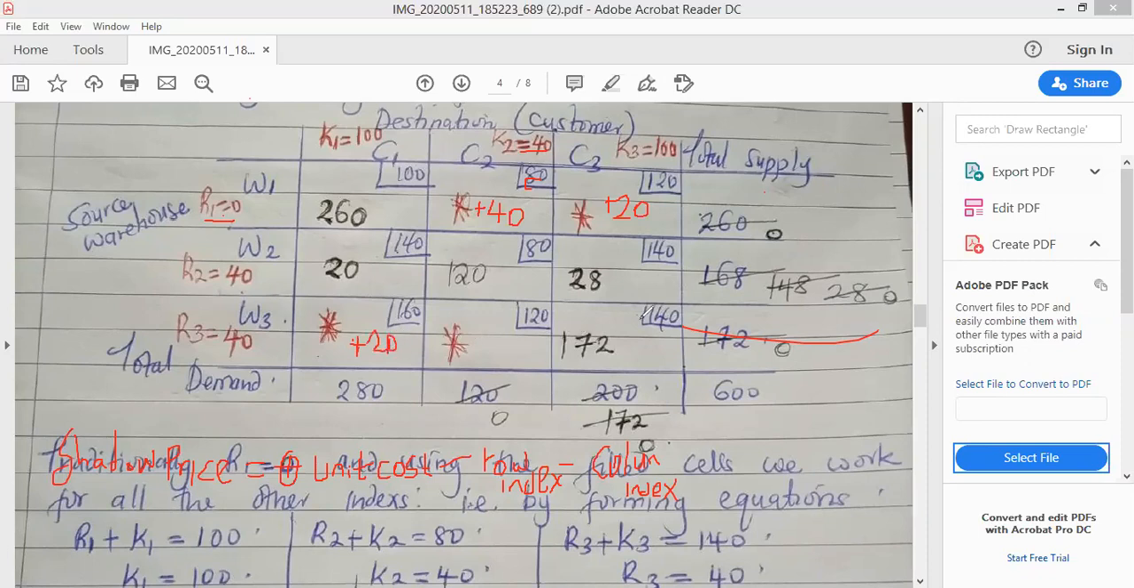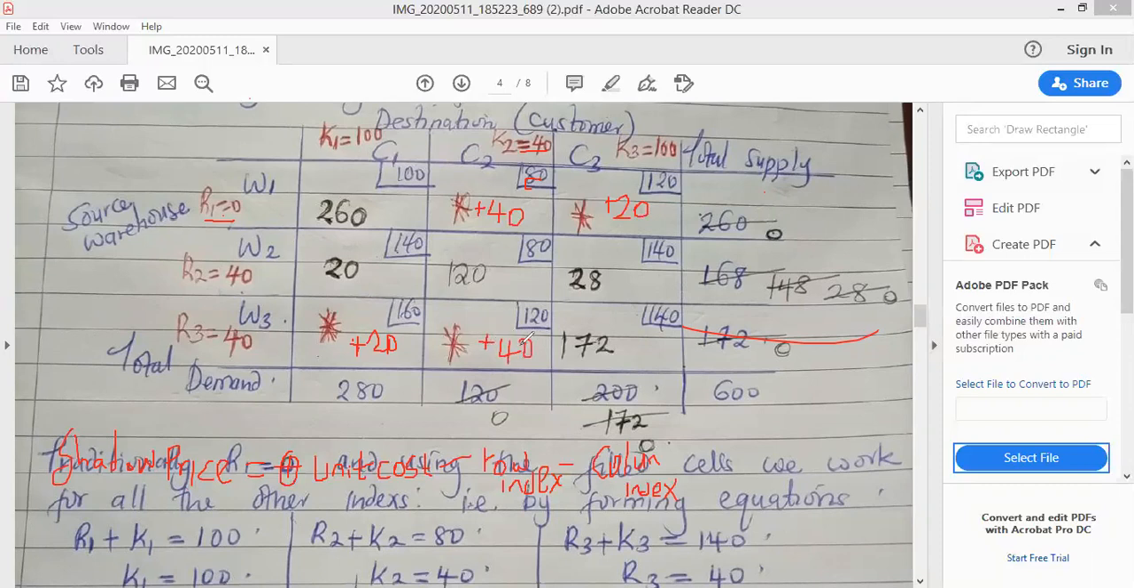Then lastly, here we have the cell W3C2, this cell here. Its shadow price will be given by the unit cost of 120 minus the row index of 40 and the column index of 40 again. 120 minus 40, 40, 80, we'll have a positive 40 here.